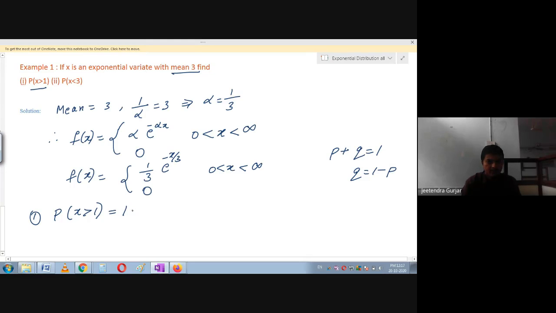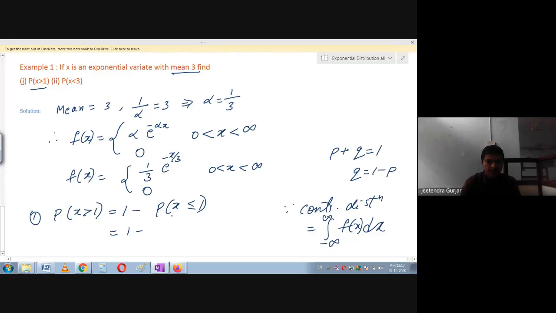So therefore we take 1 minus p of x is less than or equal to 1. So when p of x is less than or equal to 1, you get this as 1 minus. Because this is a continuous distribution, you should remember the continuous distribution formula: integration from minus infinity to infinity of f of x dx.